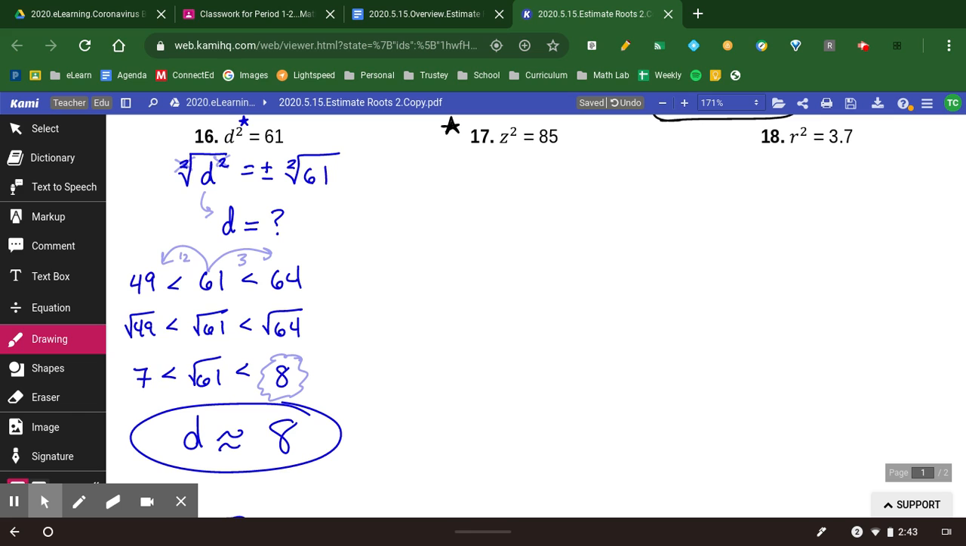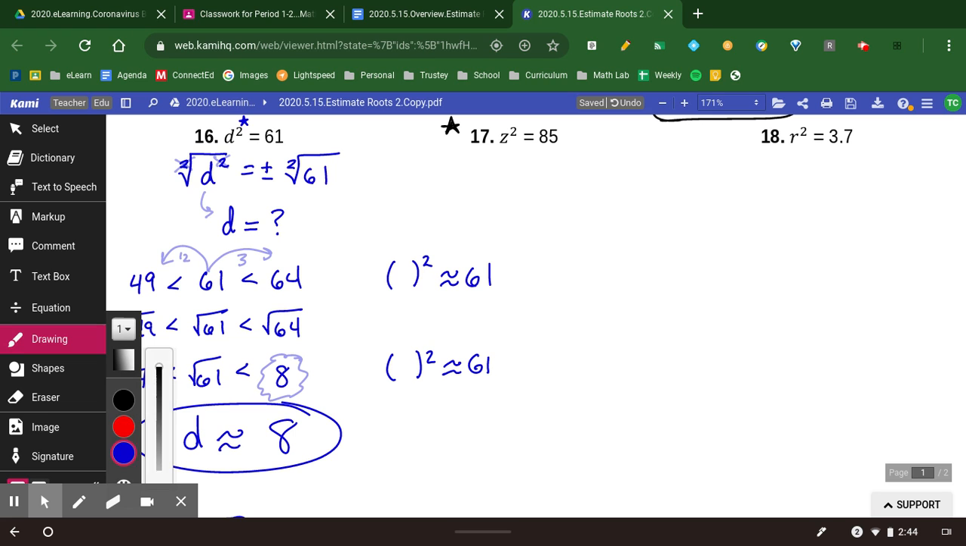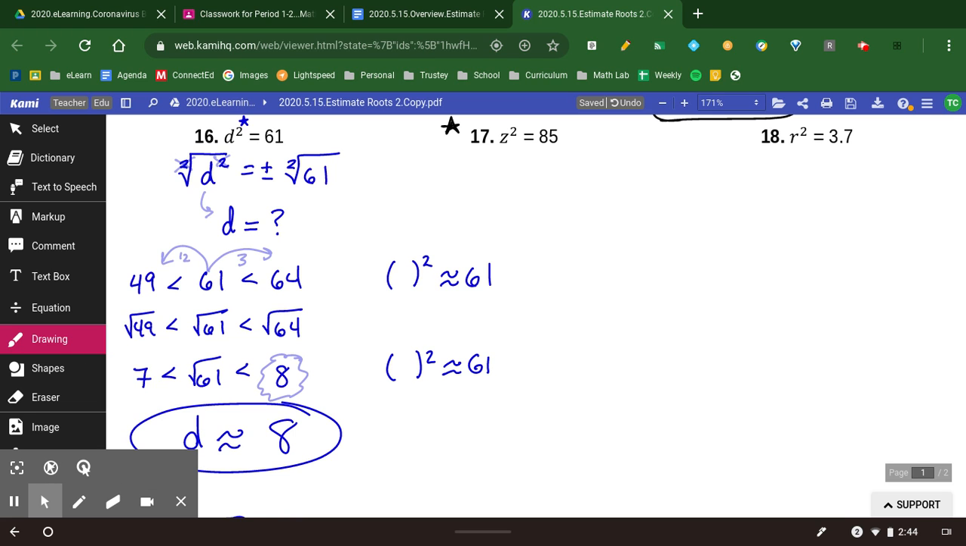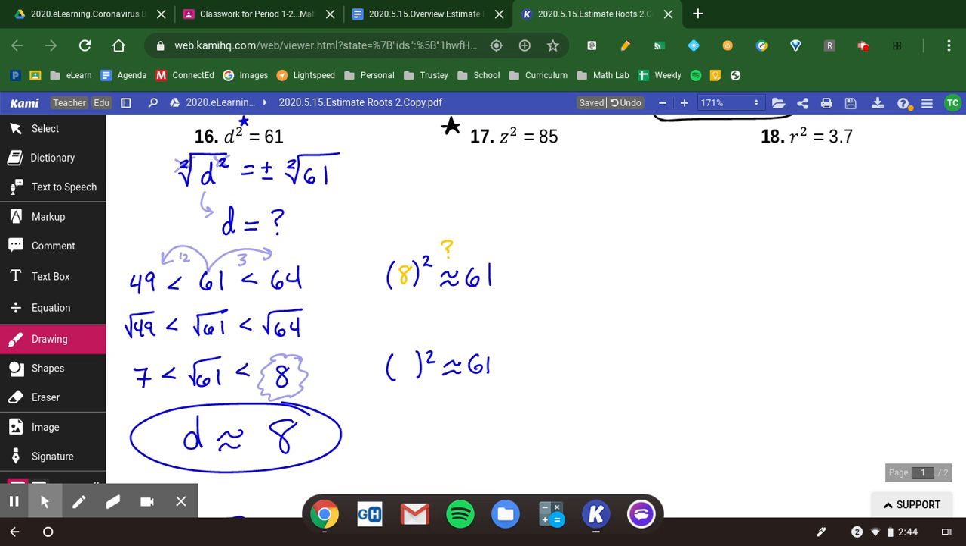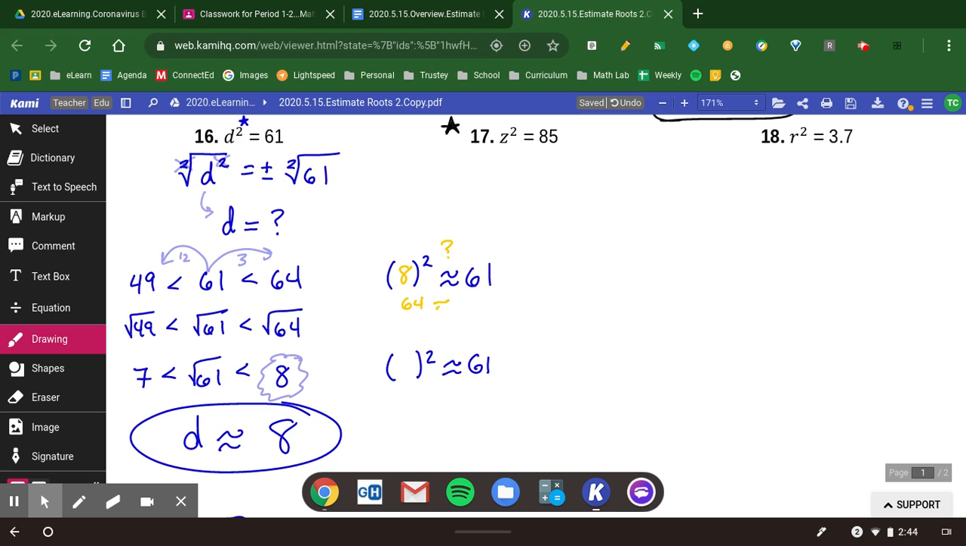So let's go back to the original equation and check ourselves here. If I were to take some number to the second power, and let's substitute in that number, I'm going to write 8 in here, and I'm going to put a little question mark. What is 8 times 8? 8 times 8 is 64. Yeah, that's pretty close to 61.